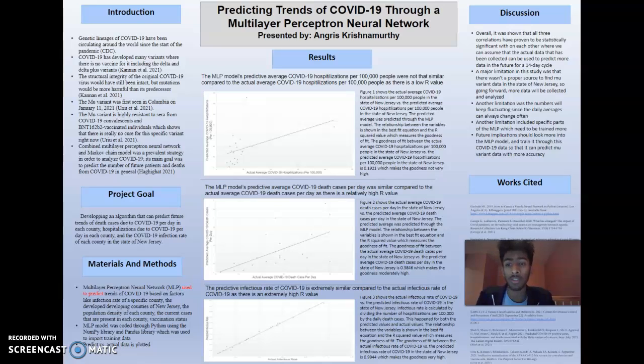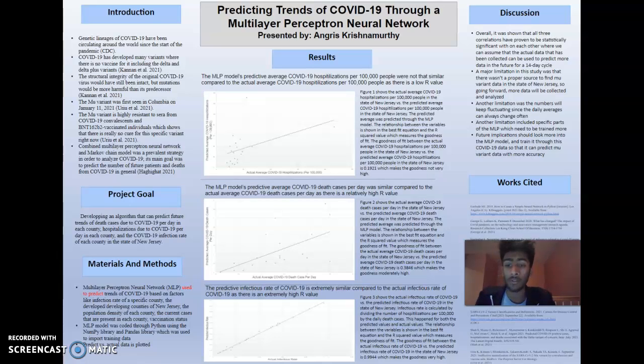Another specific type of variant that has been shown is the Mu variant, which was first seen in Colombia on January 11, 2021. The Mu variant is highly resistant to sera from COVID-19 and all vaccinated individuals, which shows that there really is no cure for this specific variant right now.